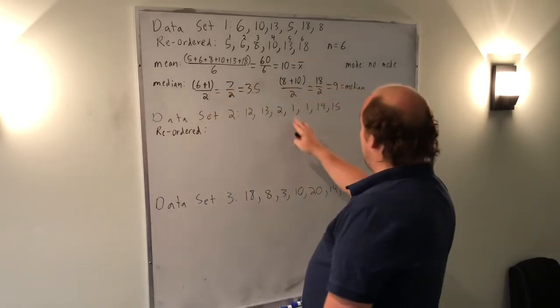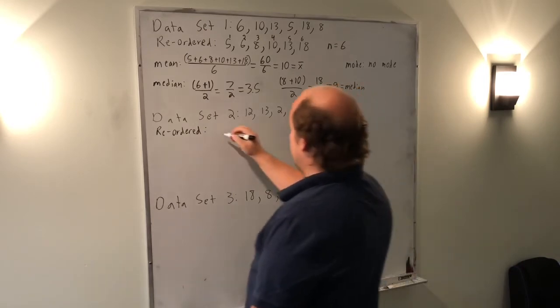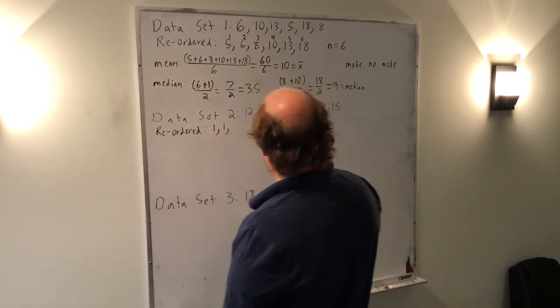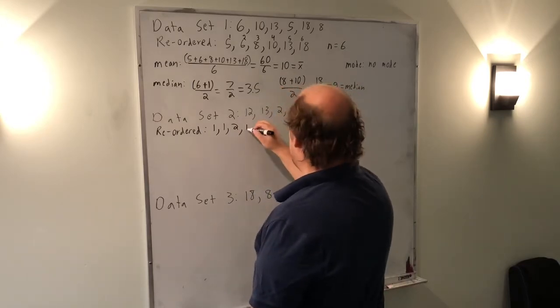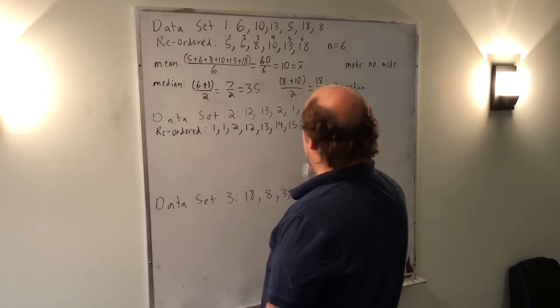So I see that 1 is the lowest data point. There's 2 of them, so I'm going to write 1, comma 1. Next data point I see is a 2. Then I see 12, 13, 14, and 15.